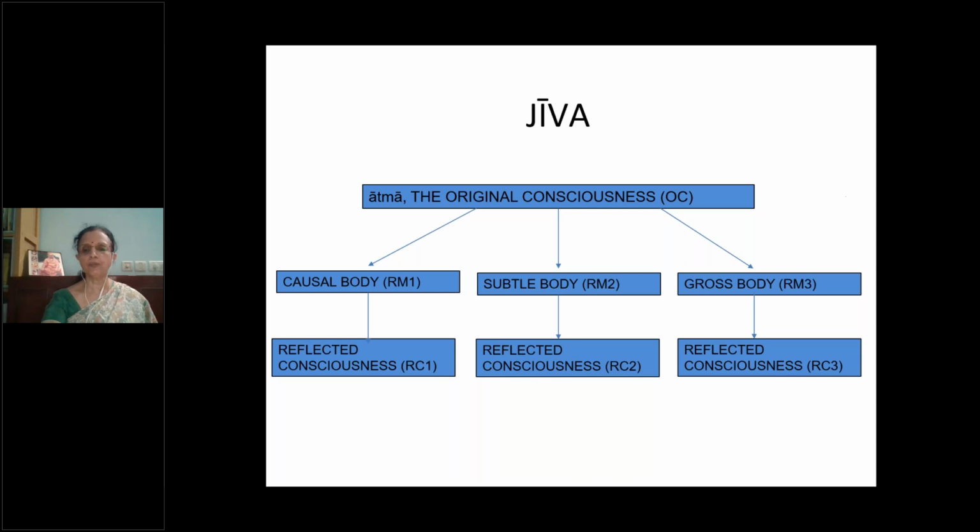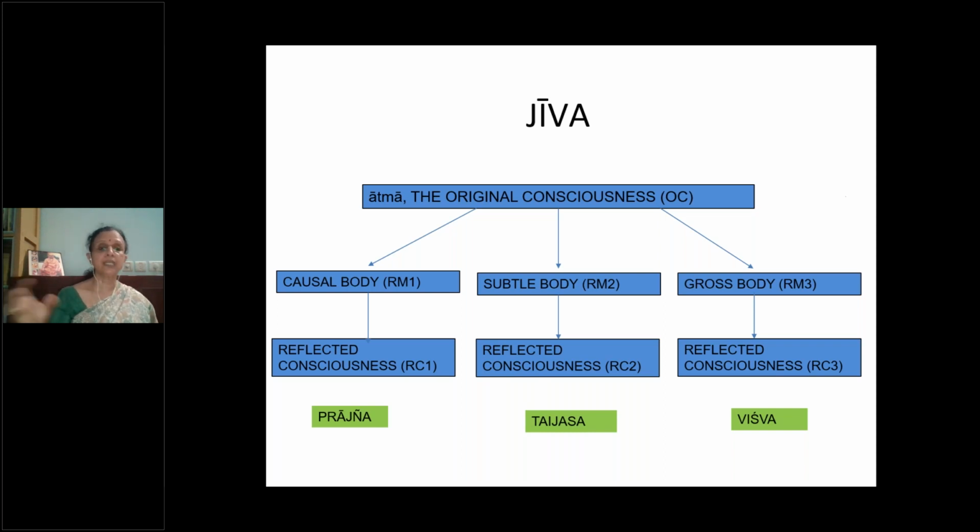And each of these is given a special name. The reflected consciousness associated with the gross body is termed Vishwa. Then the reflected consciousness associated with the Sukshma Shariram is called Taijasa, and the reflected consciousness associated with the causal body or Karana Shariram is called Prajna.